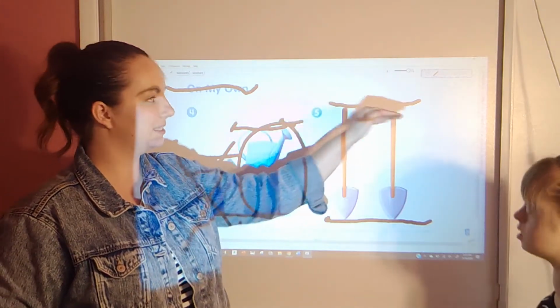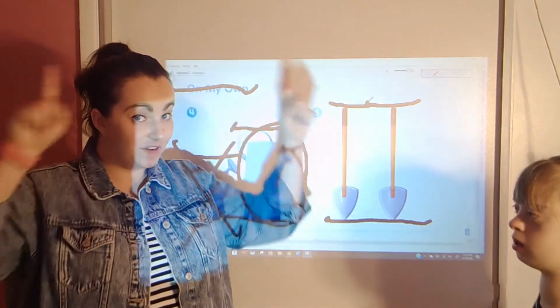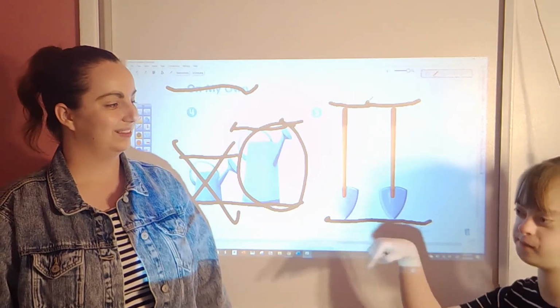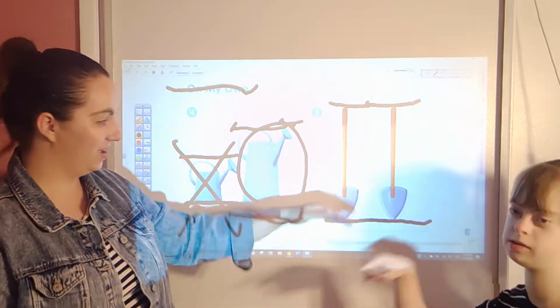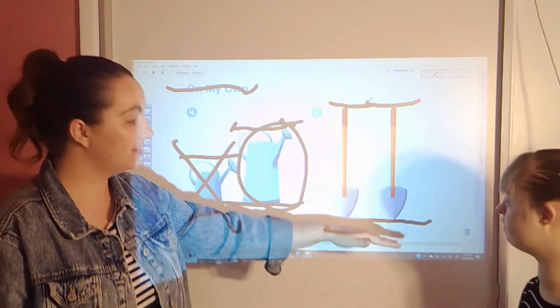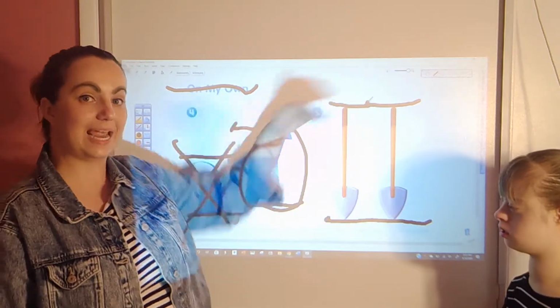The lines lined up. So does that mean they're different heights or the same height? They're the same. Look, bottom's the same, top's the same. They're the same height. They line up or measure the same.